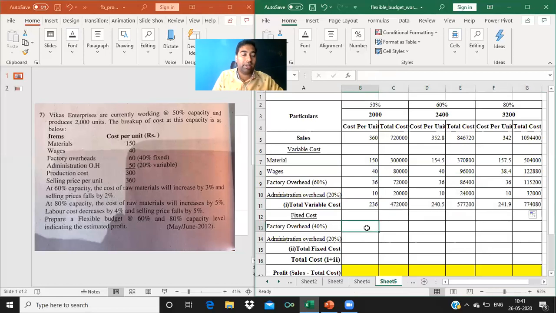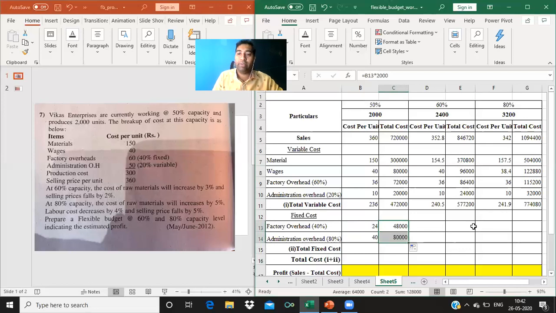Next, coming to the factory overhead. Factory overhead is given as 60 into the percentage, 0.4. That is the fixed component. Next, administration overhead. You can see in the problem, administration overhead is given as 50 rupees and that is multiplied by 80%. Next, these values are multiplied by the number of units, that is 2000.